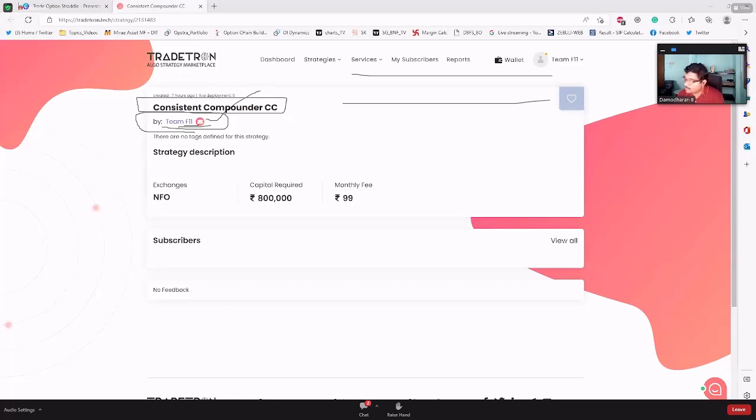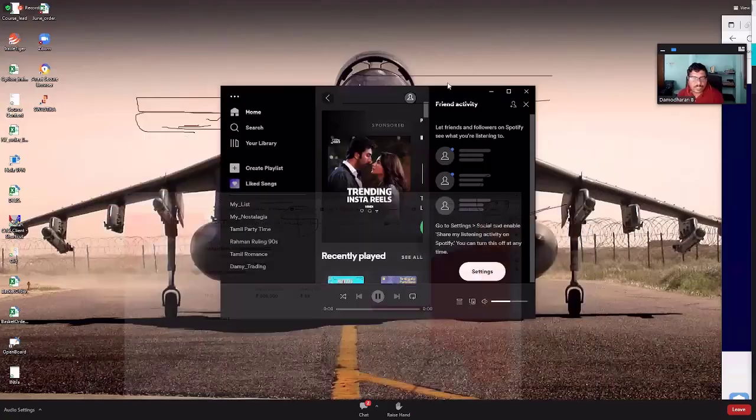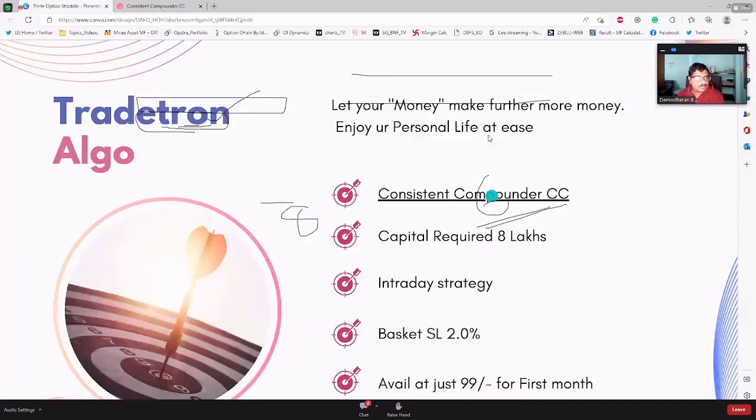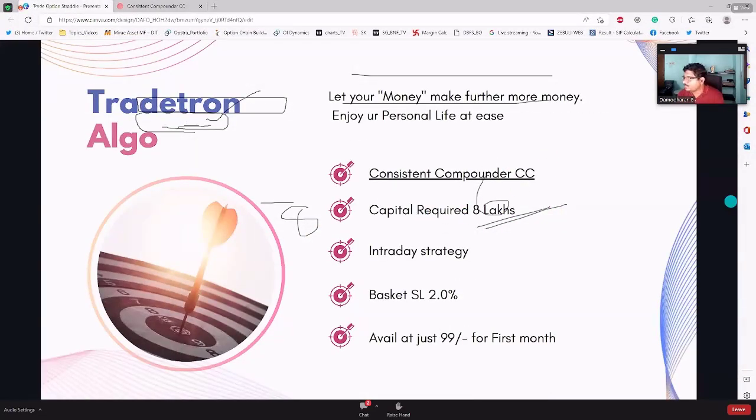If you're already using TradeTron, then you can think about it. The capital required I kept as 8 lakh, but at least with 6 lakh you can start this. 6 to 6.5 lakhs you can take. On the conservative side, I have marked it. It is an intraday strategy. There is a basket stop loss of 2%, so that means on any day it can lose not more than 15k. That is the exit algorithm I have put.